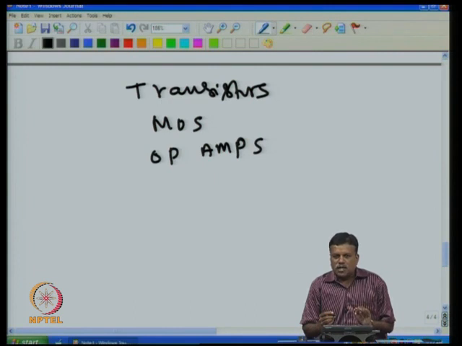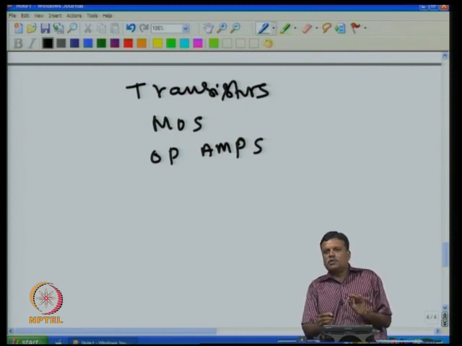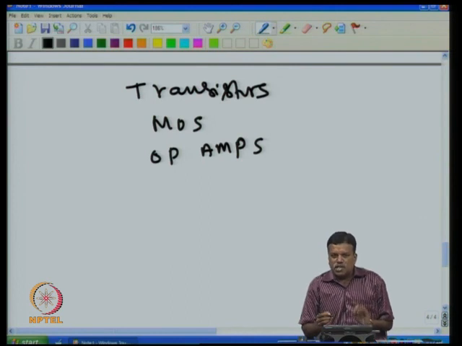Because we said the operational amplifier is a good thing because it amplifies both AC and DC, and with temperature as well as power supply, the output is not changing. But that is a first order effect. If you go into detail, even the op amp output changes a little bit with temperature. So considering all these aspects, we have to design a circuit that will perform the given task effectively.